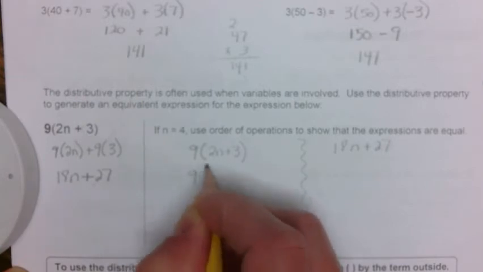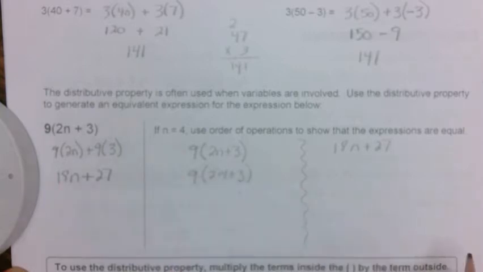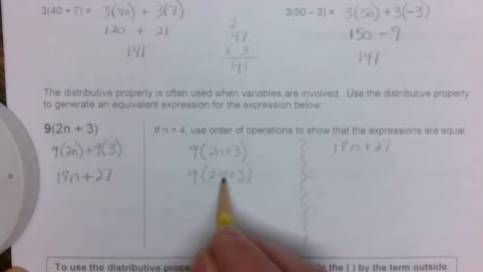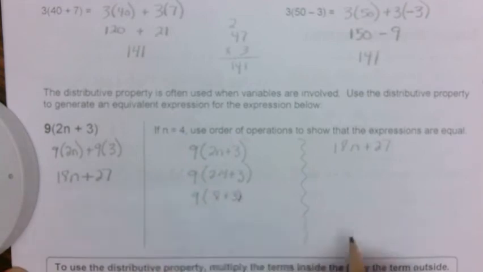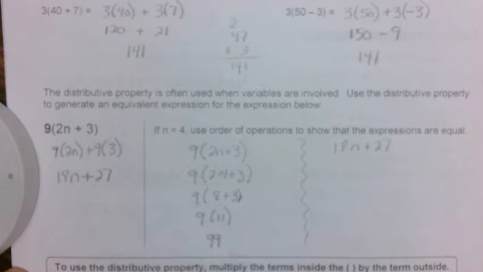We're going to have 9 times (2 times 4 plus 3) in the parentheses. We have to do the multiplication inside first. 2 times 4 is 8. So we have 9 times, in parentheses, 8 plus 3. Now when we add 8 and 3, that gives us 11. So we have 9 times 11, which gives us an answer of 99.